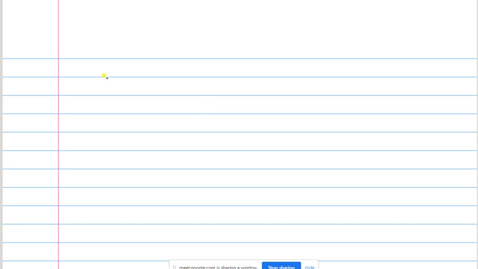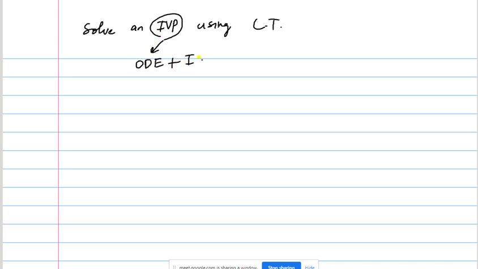So one problem, the second problem from this chapter, will be to solve an ODE or initial value problem. Solve an initial value problem using Laplace transform. So basically, an ODE plus an initial condition will be given to you. So one question like that.